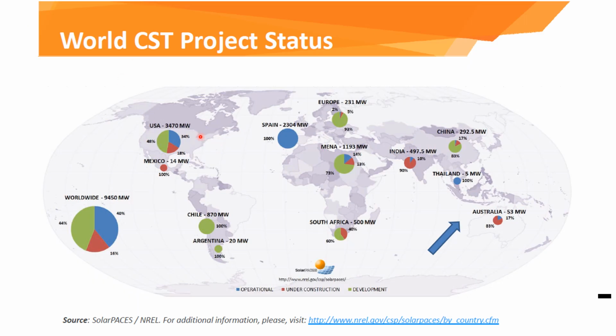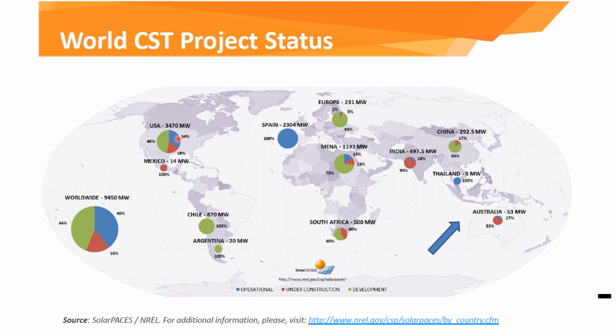So these are some of the various installations of concentrated solar thermal or concentrated solar power. You can see that there are a number of countries already working on this. Australia is also trying to construct a number of these solar CST projects. The blue ones are operational, the red ones are under construction, and the green ones are in development. We can see that among all the different places, Spain is leading, with 100% operational.